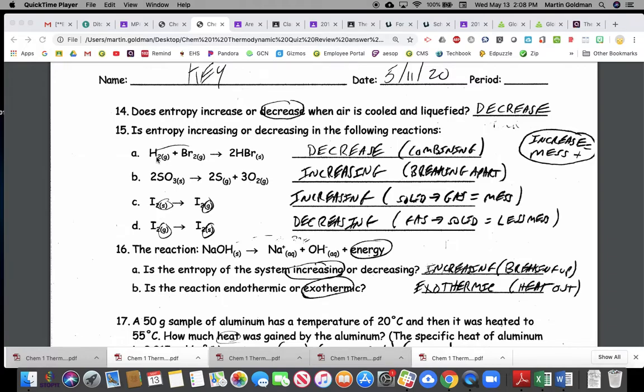So let's take a look. Here we have two things coming together to make one molecule. Yes, there's a 2 in the front. But you've got two molecules or two atoms coming together to make one thing. They're coming together. Entropy is decreasing because it's being organized.